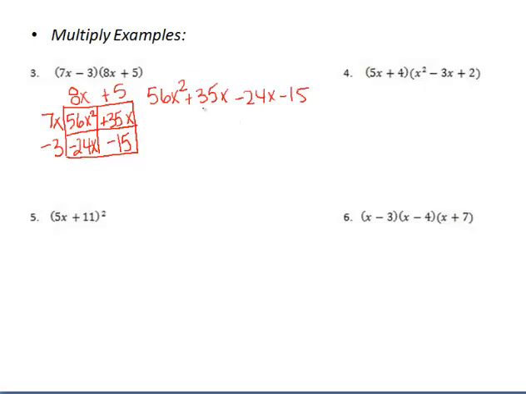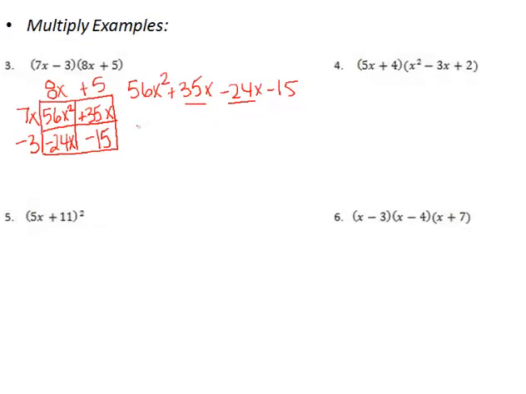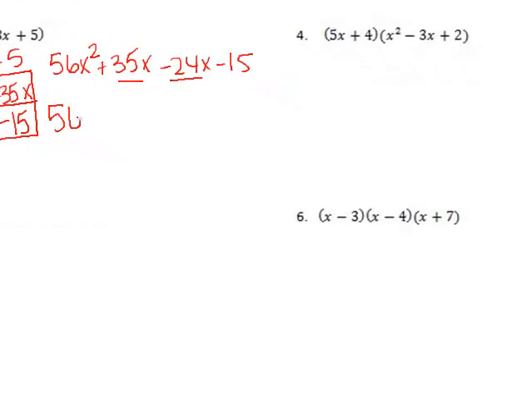And what you'll notice is you'll have these two inside terms that we could add together. We can collect those like terms. So our final answer is going to be 56x squared. 35 minus 24 is 11, so plus 11x, and then minus 15.